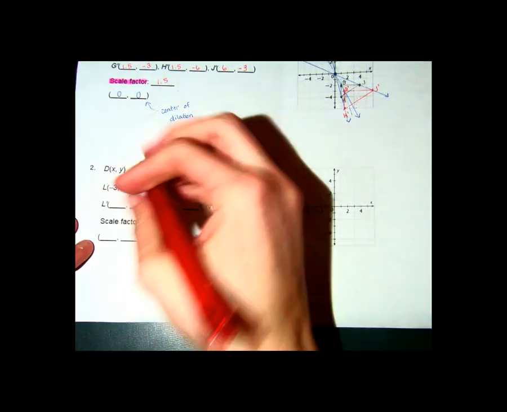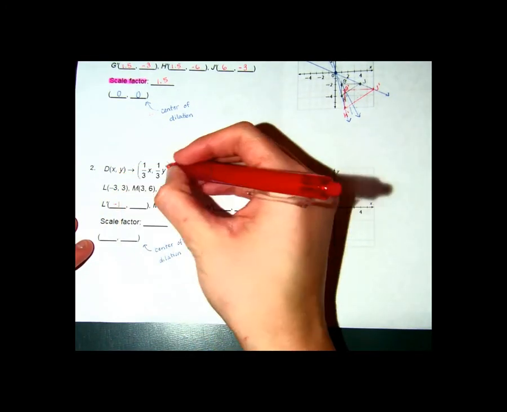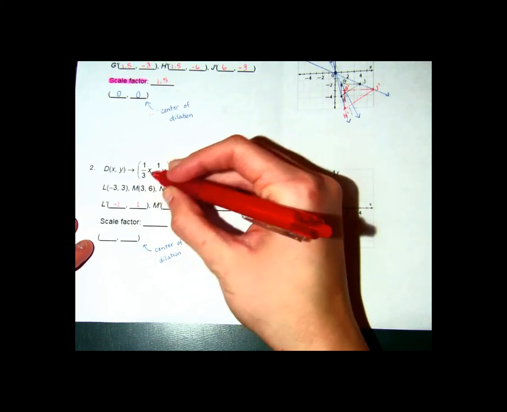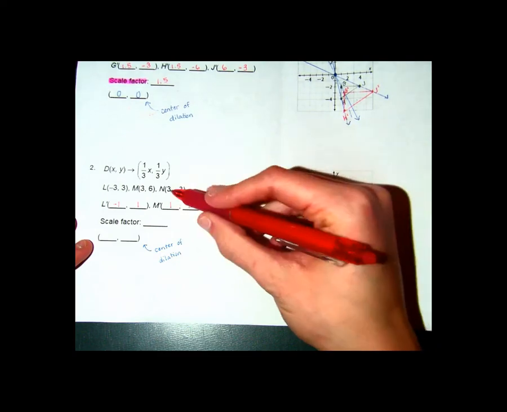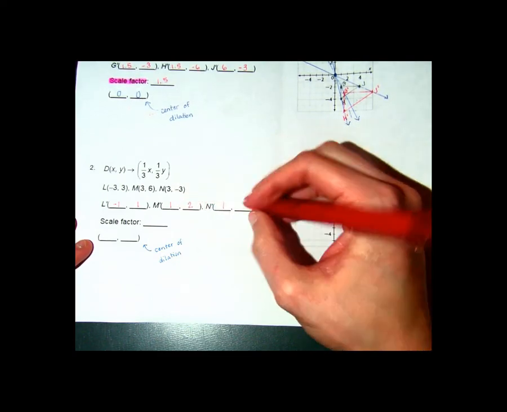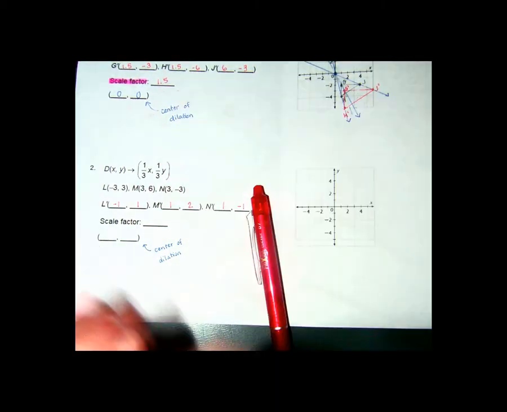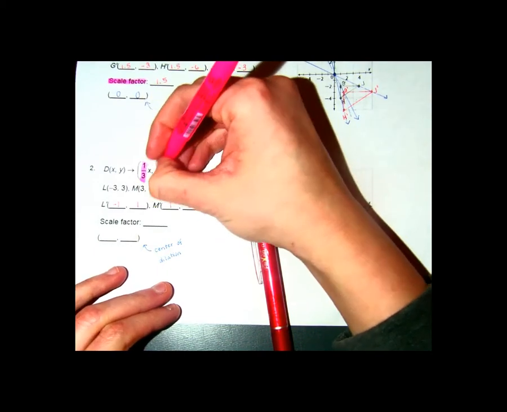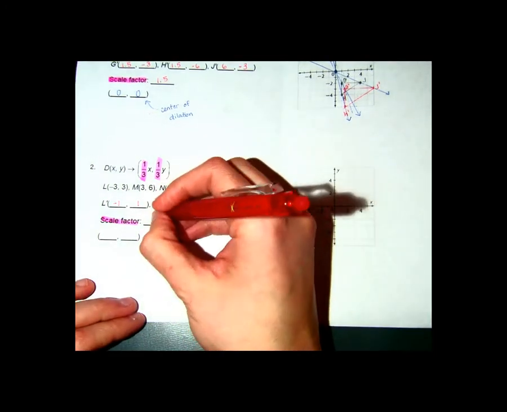Okay. The first thing we're going to do is plug into these to find our image points. Notice this is 1/3. It's less than 1. That means our points are going to be smaller. 1/3 of negative 3 is negative 1. 1/3 of 3 is 1. 1/3 of 3 again is 1. 1/3 of 6 is 2. 1/3 of 3 is 1. 1/3 of negative 3 is negative 1. Again, like I said earlier, the scale factor matches this coordinate notation. That means our scale factor is 1/3. You can also find it like we did earlier in this lesson.